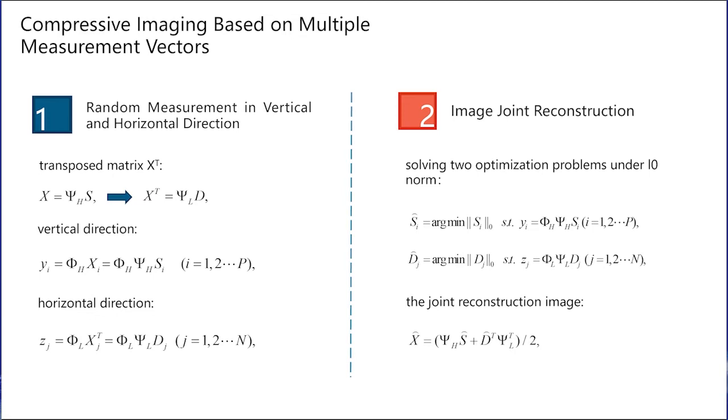In order to improve the quality of the reconstruction image, we advocate taking the mean of these two view image signals to capture the correlation between them. So the joint reconstruction image is calculated as the third formula in the right-hand column.